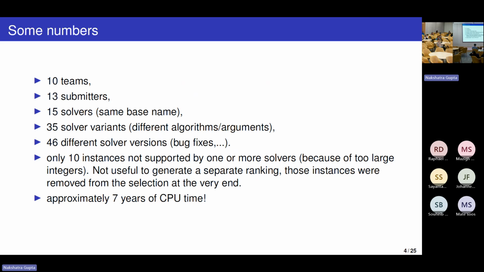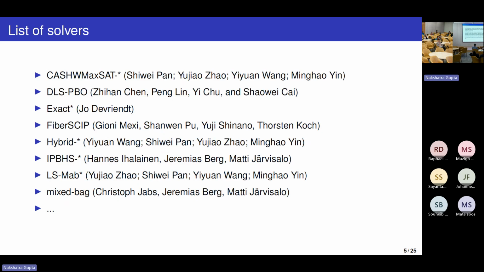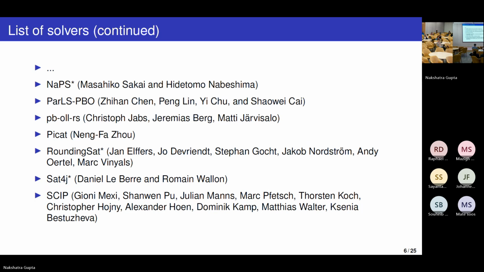10 different teams, 13 submitters. I have to admit, I don't really know what the difference is. 15 solvers, 35 variants, which is really a lot. So there's definitely been an interest in this. And some bug fixes. If someone wants to know, I can talk about some of these, but not every one of these solvers. But as you can see, there's a lot. And notably Skip as the pure MIP approach, I believe.